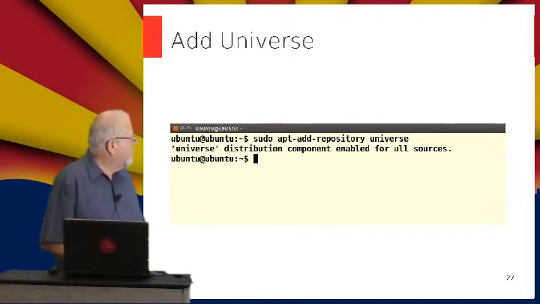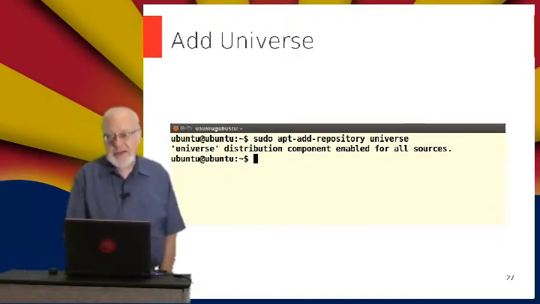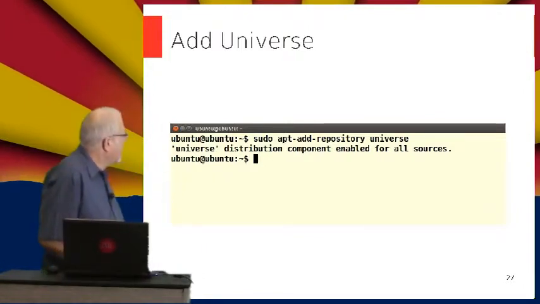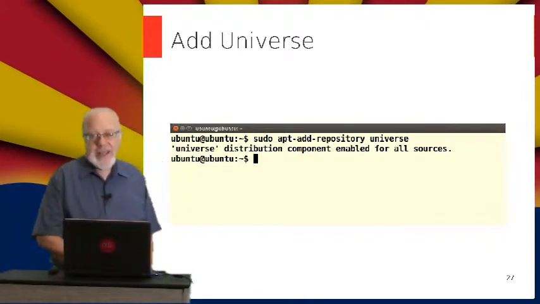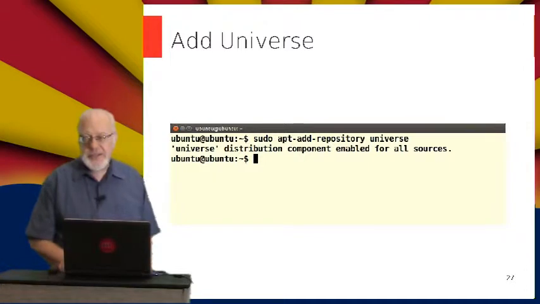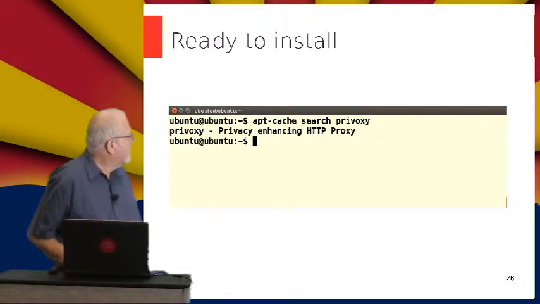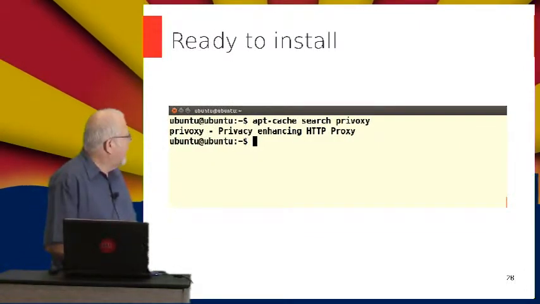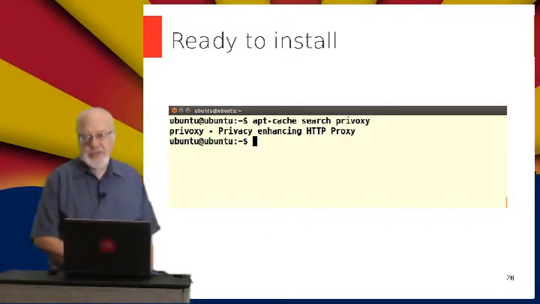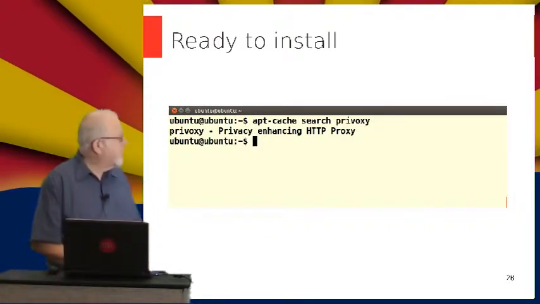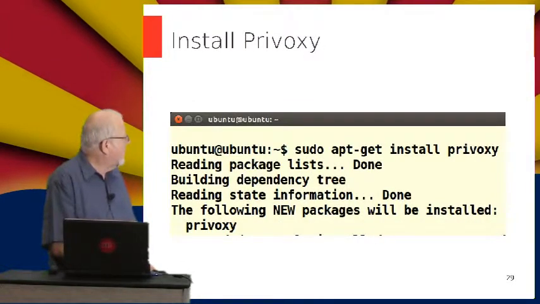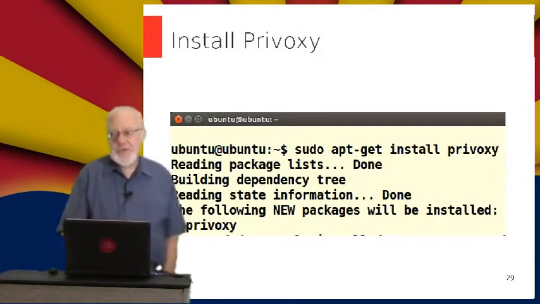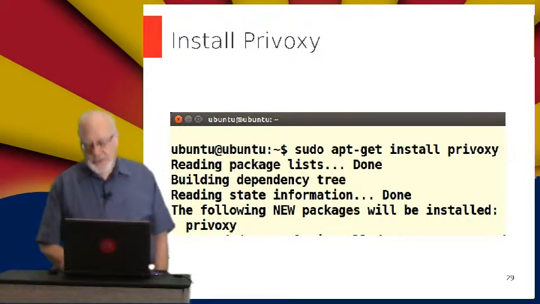I show here installing it from the command line on Ubuntu. It's in the universe repository, so you first need to add in that repository so you can actually see the contents of it. And then once you've added that repository in, you'll be able to search and you'll find that Privoxy will be there. And then it's just a matter of installing it using apt-get install privoxy. On Ubuntu, once you do that, it's already set up, it's ready to go.